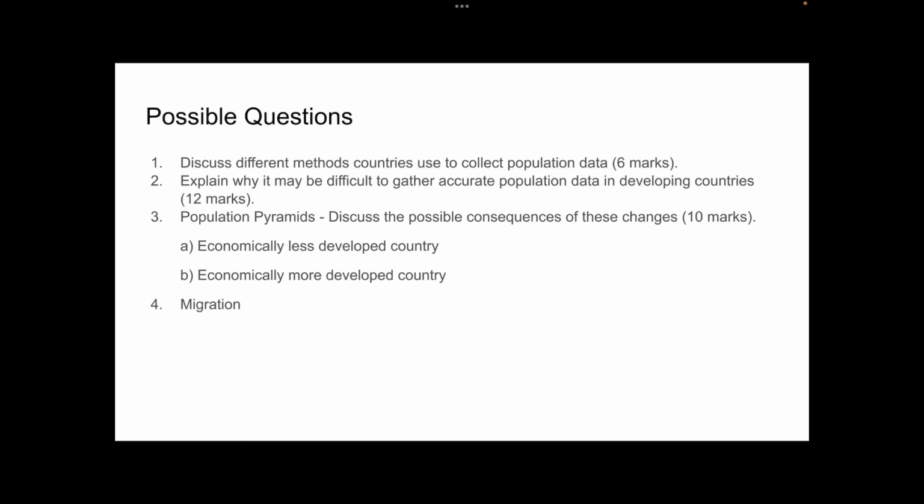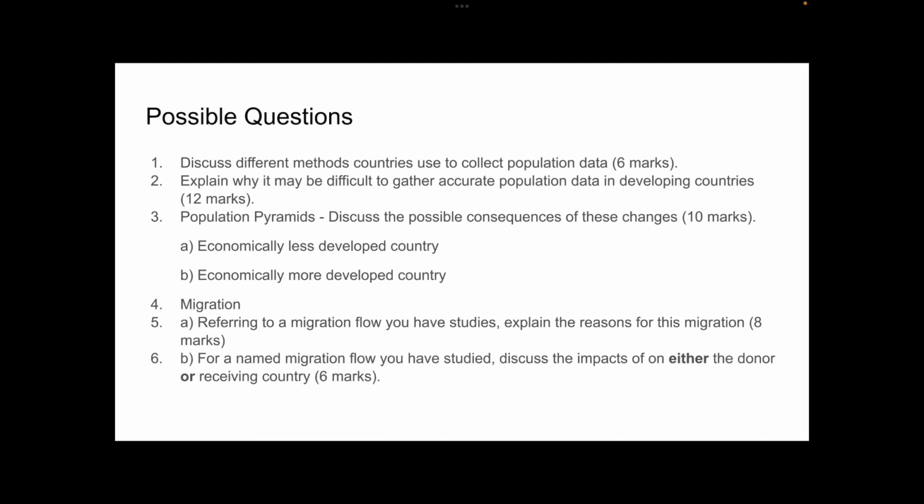And then finally, you've got your migration. So referring to a migration flow you have studied, explain the reasons for this migration. So that's your push-pull factors. And then again, for a named migration flow you have studied, discuss the impacts on either the donor or receiving country. And we'll go over that as well.